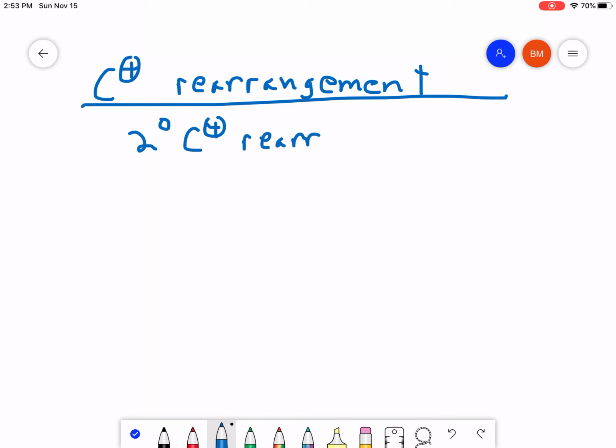rearranges to a tertiary. It can do so in a couple of different ways. Let me give you an example. Let's say we had this.